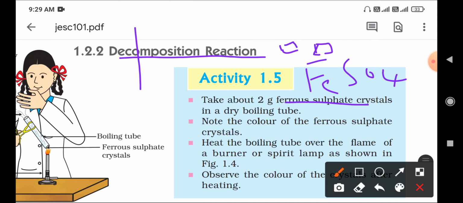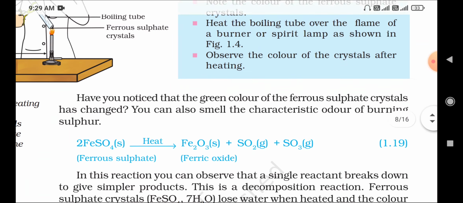Note the color of the ferrous sulfate crystals. Heat the boiling tube over the flame of a burner or a spirit lamp as shown in figure 1.4. This is the spirit lamp, and the tube contains the ferrous sulfate. Observe the color of the crystals after heating.